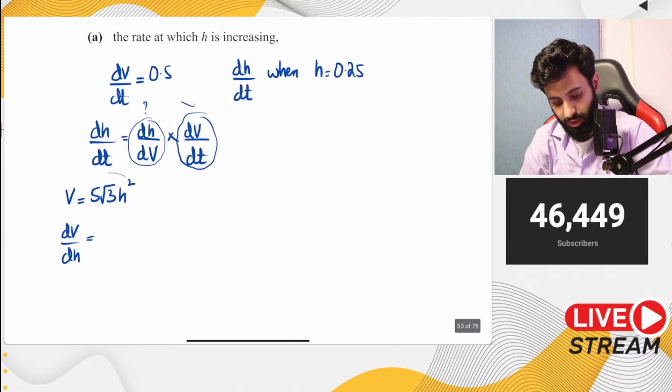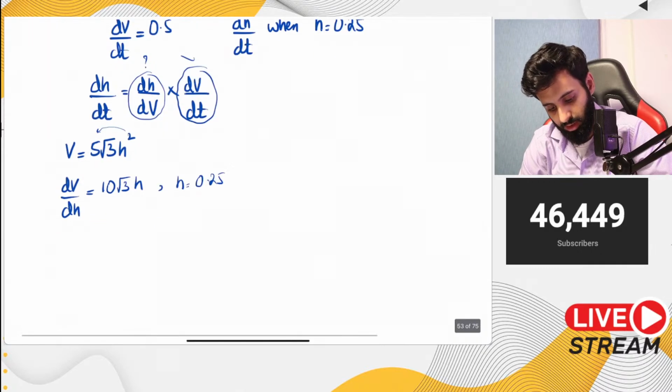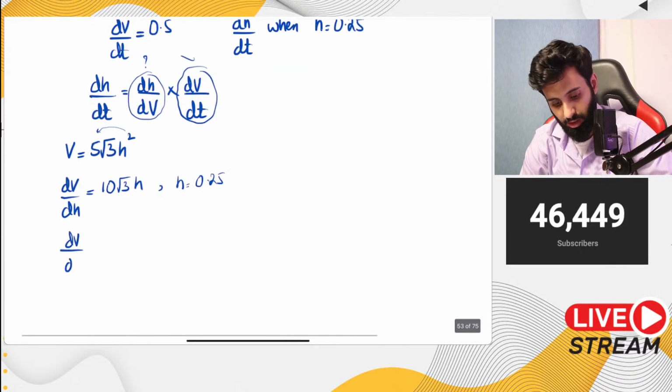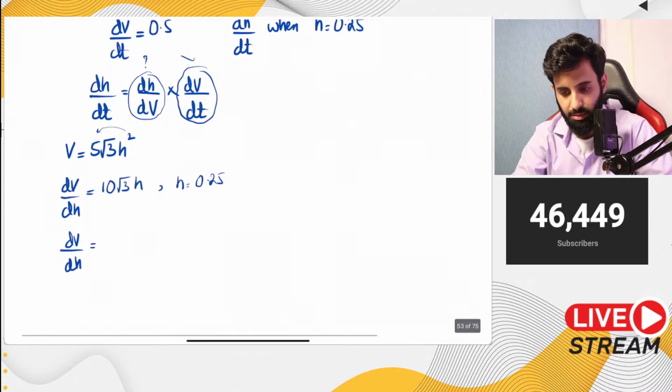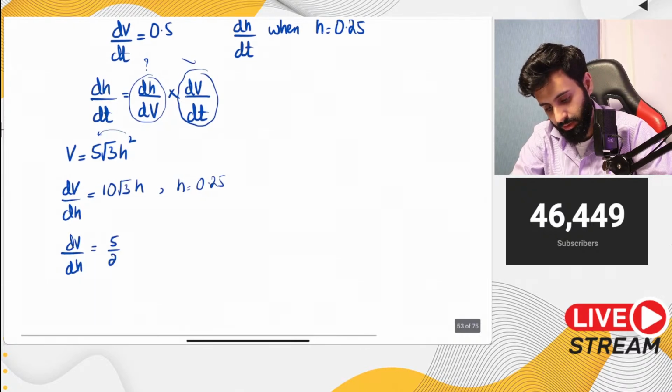So 2 into 5 is what? Is 10. 10 under root 3 h. Now we need the initial value of h. We have that. It's 0.25. So let's plug that in. dv upon dh is equal to 10 under root 3 into 0.25. So we're looking at 5 upon 2 under root 3.